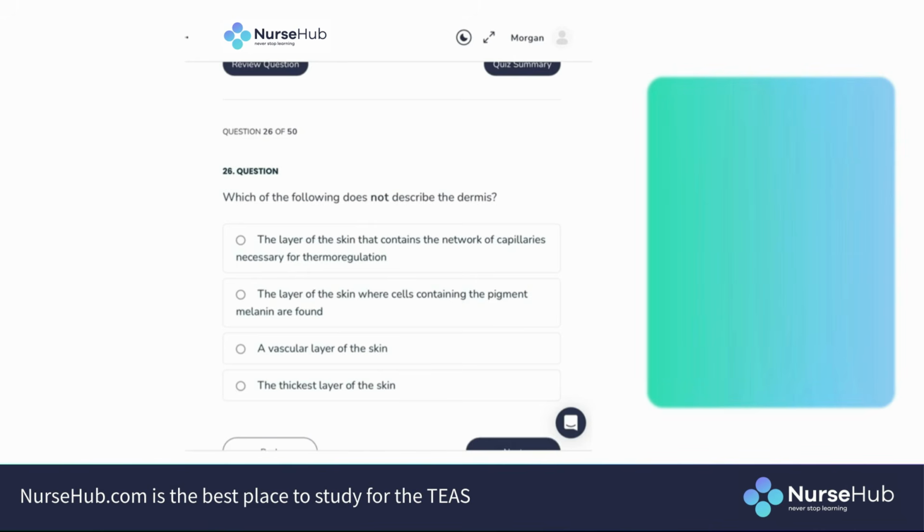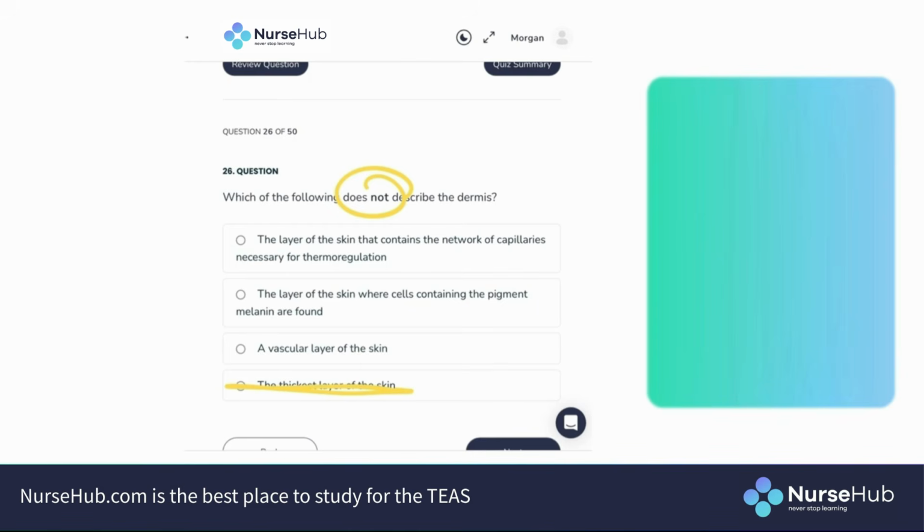This question, as far as test taking strategies go, is asking you what does not describe the dermis. So it's looking for something that is not true. That will be the correct answer. The dermis is the thickest layer of the skin. I can go ahead and eliminate that one because that is a true statement.